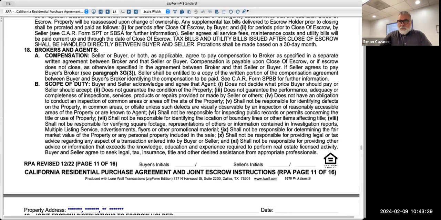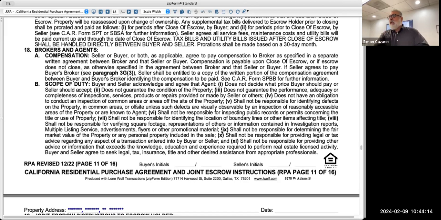Seller or buyer or both are in agreement to pay compensation to the broker as specified in a separate written agreement. Broker, that seller or buyer compensation is payable upon close of escrow, or if escrow does not close, as otherwise specified in this agreement between the broker and that seller or buyer. If seller agrees to pay buyer broker, see paragraph 3G3. Seller shall be entitled to a copy.